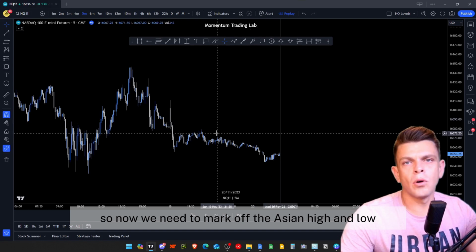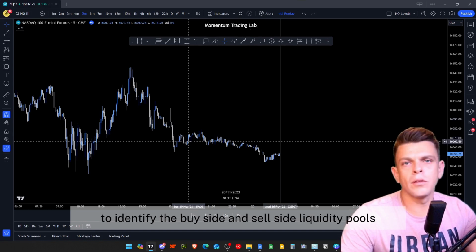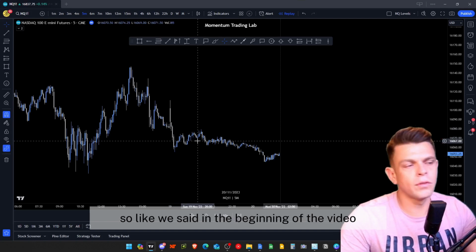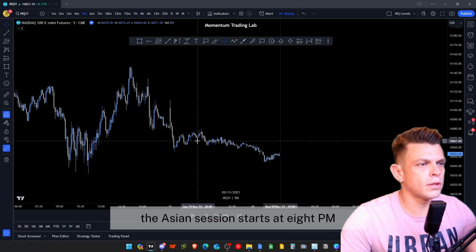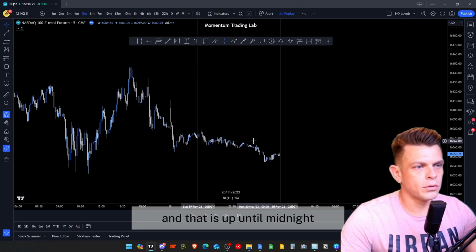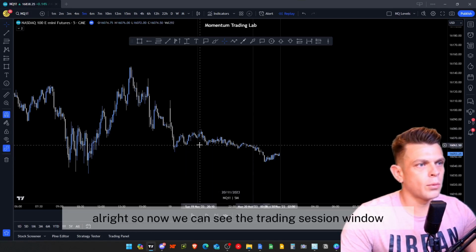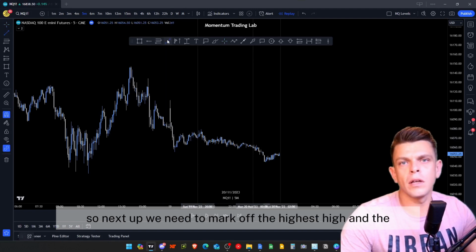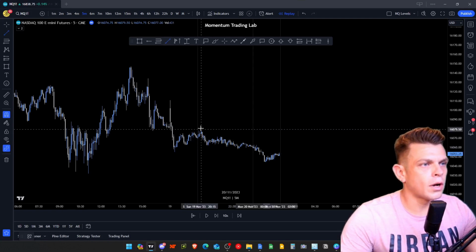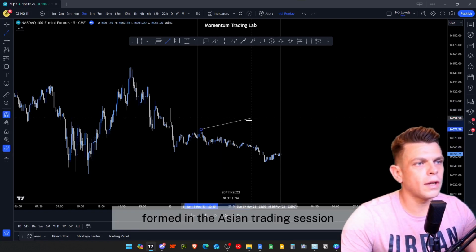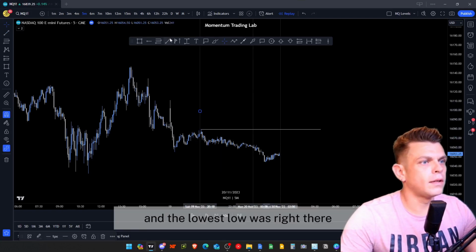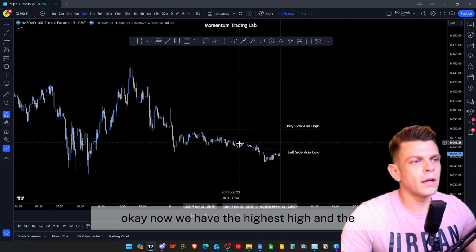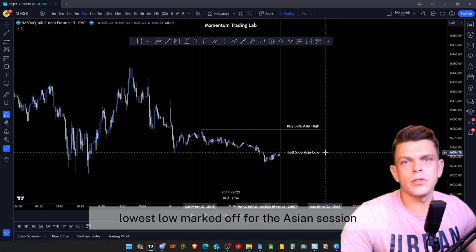Now we need to mark off the Asian high and low to identify the buy side and sell side liquidity pools. Like we said in the beginning of the video, the Asian session starts at 8 p.m. and goes up until midnight. So now we can see the trading session window. Next, we need to mark off the highest high and the lowest low. Right here, we have the highest high formed in the Asian trading session and the lowest low was right there. Okay, now we have the highest high and the lowest low marked off for the Asian session.